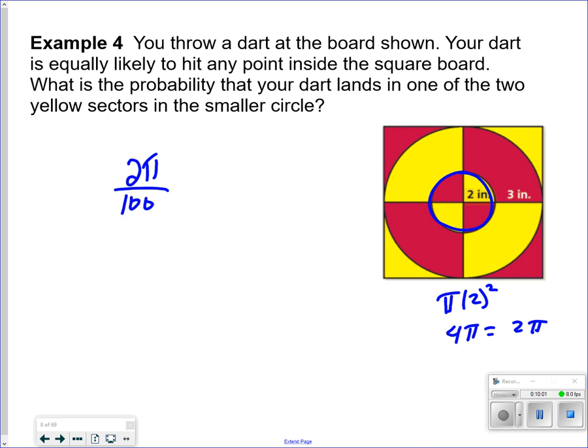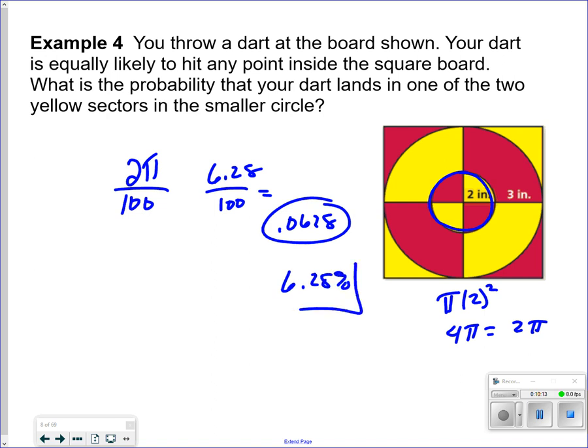3.14 times 2 would be 6.28, divided by 100 would be 0.0628, or 6.28% probability that if you threw a dart randomly and you are going to hit the dartboard, you have a 6.28% chance that you will actually hit in the yellow portion in the inner circle.